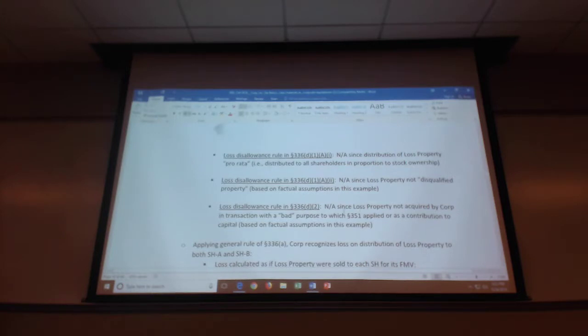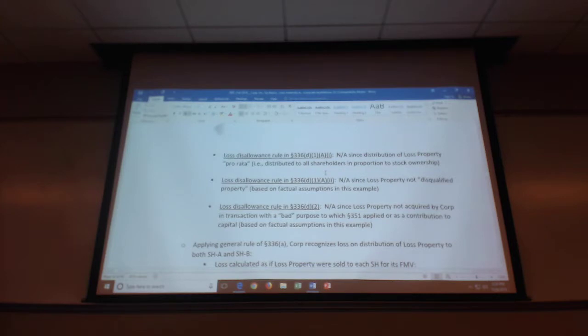So there are three rules under which, again, the general rule under 336A, loss is recognized by the liquidating corporation. There are these three rules that say, shut that rule off, and the loss is not going to be allowed. The first one, in 336(d)(1)(A)(i), kicks in if there is a non-pro rata distribution to a related party.